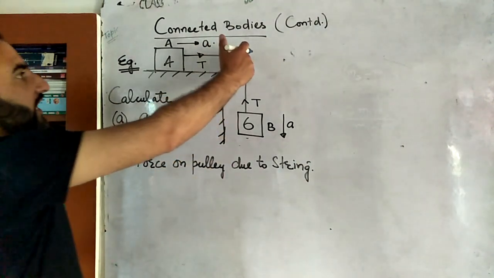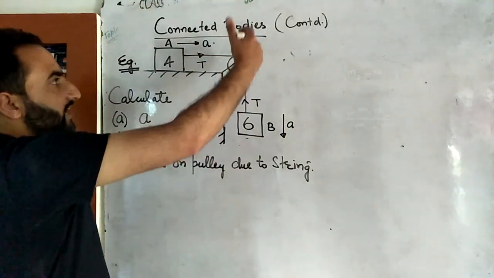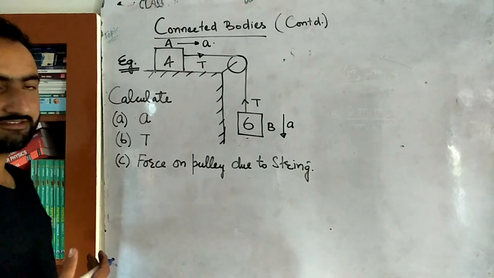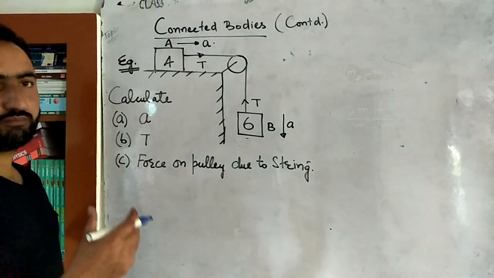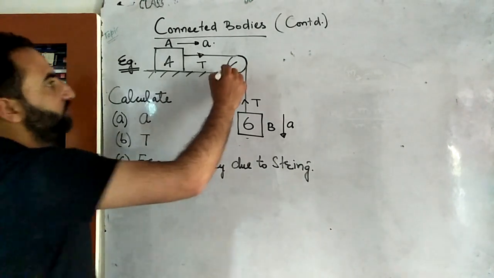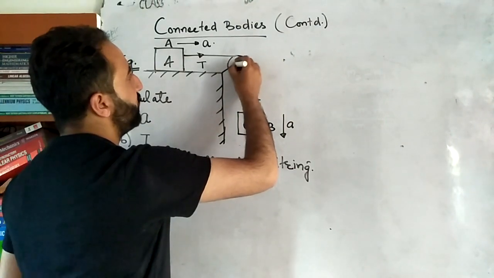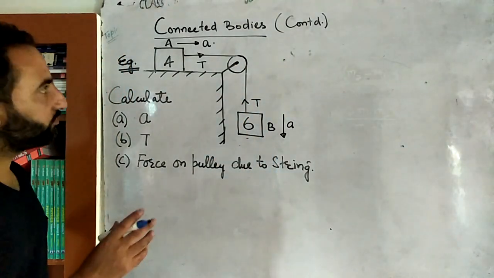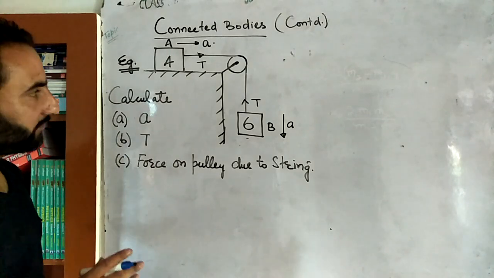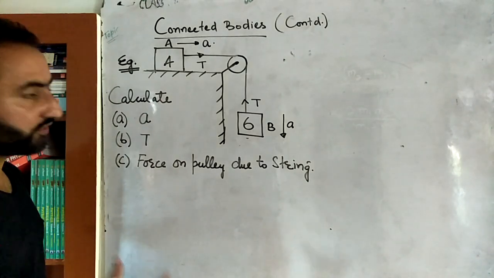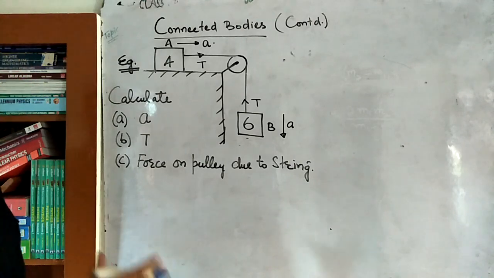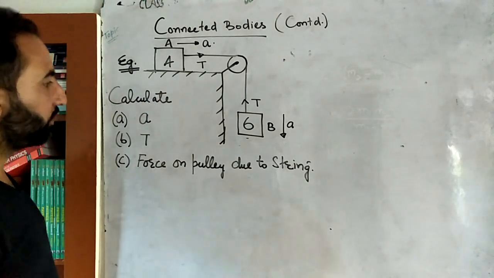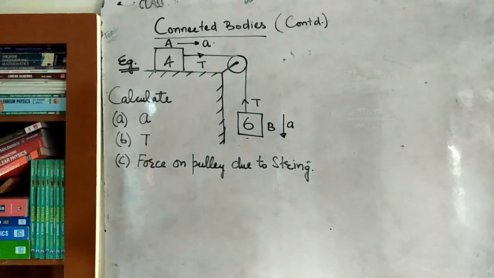The string will exert a force on the pulley, so you have to calculate that. Or the question can be: calculate the force exerted by the pulley on the clamp. This is called a clamp, which holds the pulley in its position. Or you may be asked for the force exerted by the clamp on the pulley, or by the pulley on the string. All these forces will be equal because they are simply action-reaction forces.